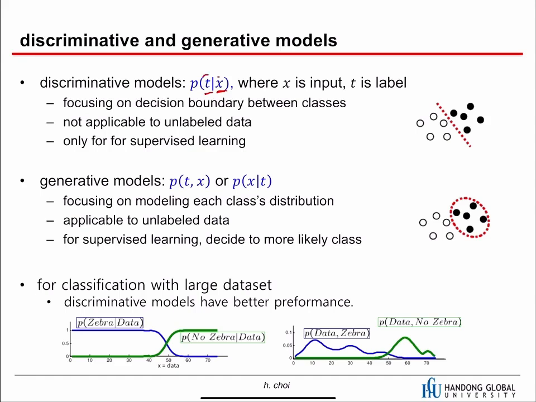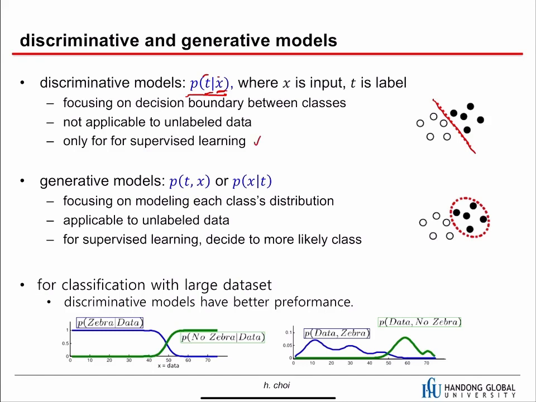So think about classification. If it is an image classification, then the input is an image and the output is one of the classes. Like, is it a lion or is it a tiger? Is it a bear? Something like that. So we are interested in the mapping from X to T. Discriminative models are focusing on decision boundaries like in classification. So we're interested in this kind of boundary. And it is not applicable to unlabeled data. So we're interested in supervised learning.